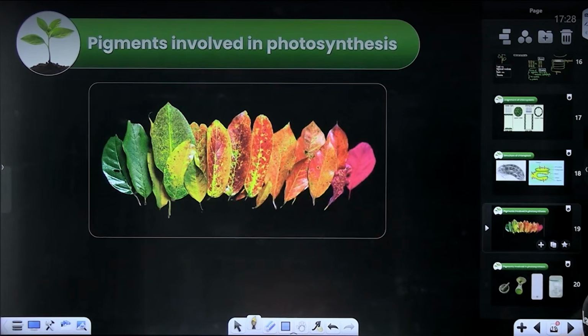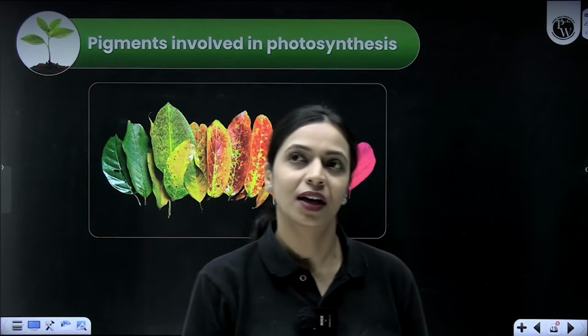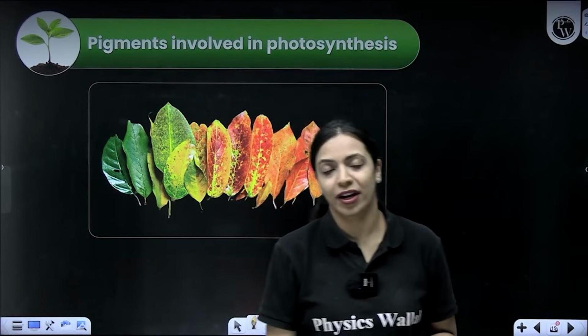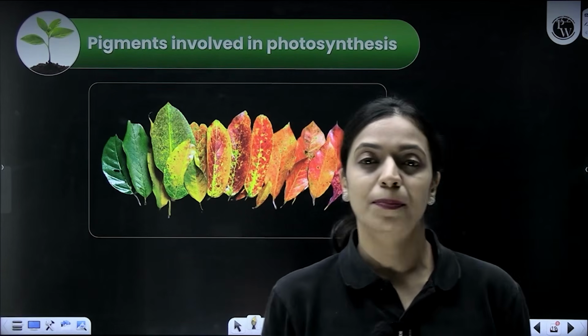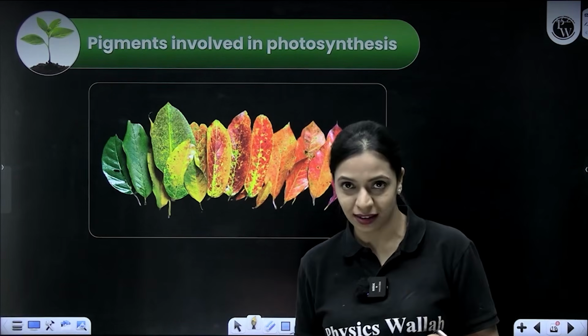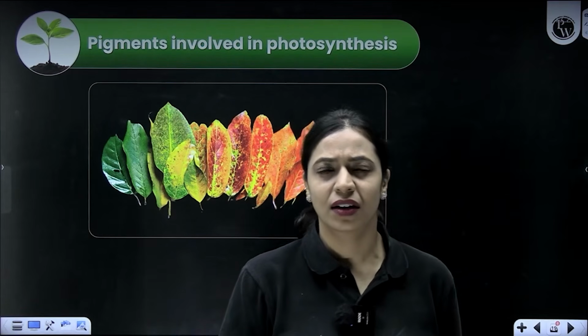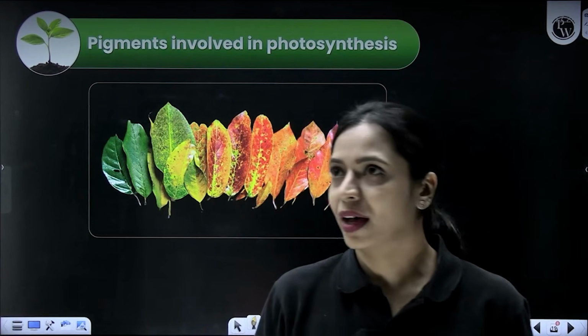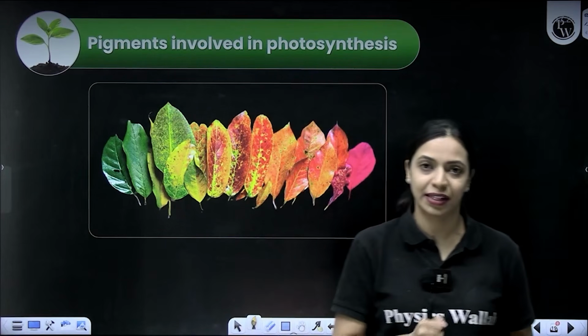Now, I told you that in photosynthesis, chlorophyll is not the only pigment. There are many other pigments that are involved. Which pigments can you find in a leaf? If you have to find out, we perform something called paper chromatography, where you take the leaf and grind it in a mixture of, I think, petroleum ether, acetone and ethanol. You make a mixture of sorts and then you grind your leaf with that mixture.